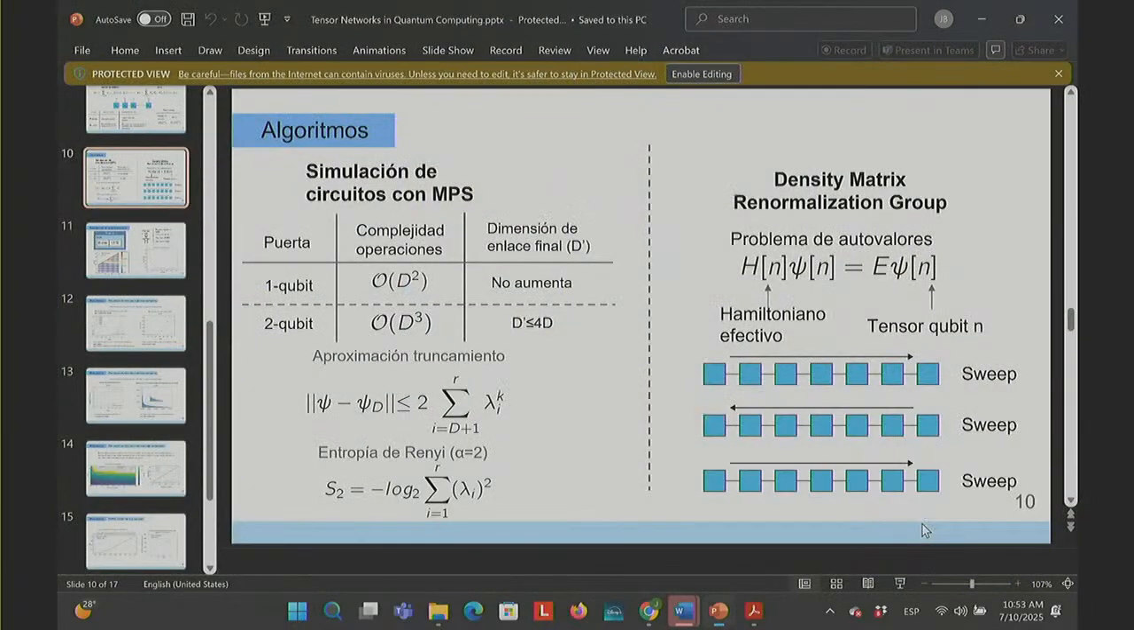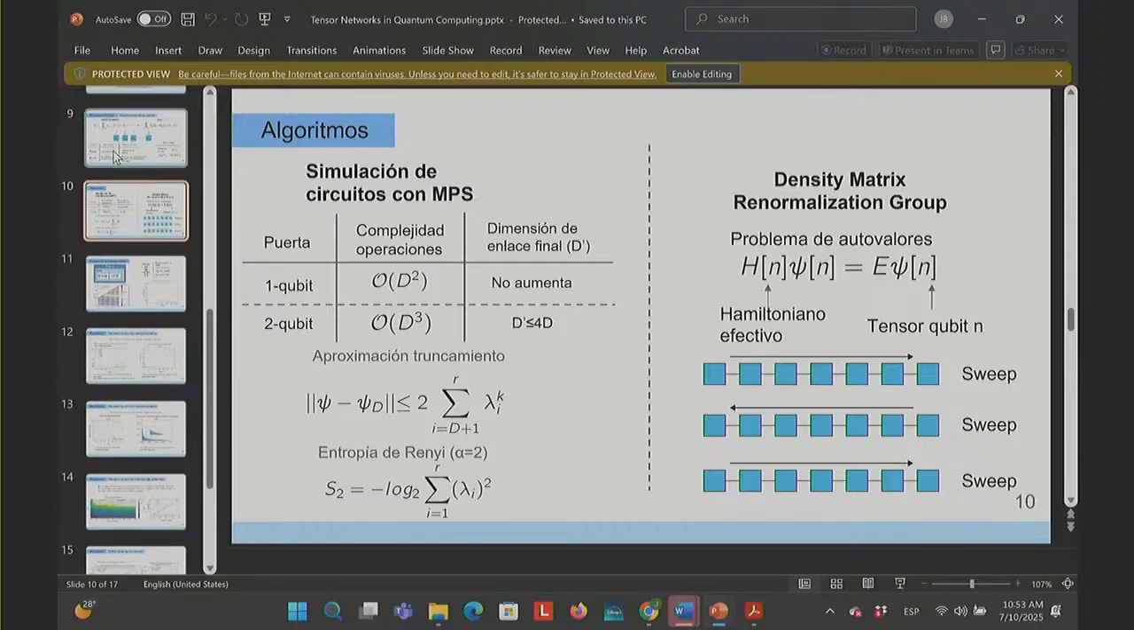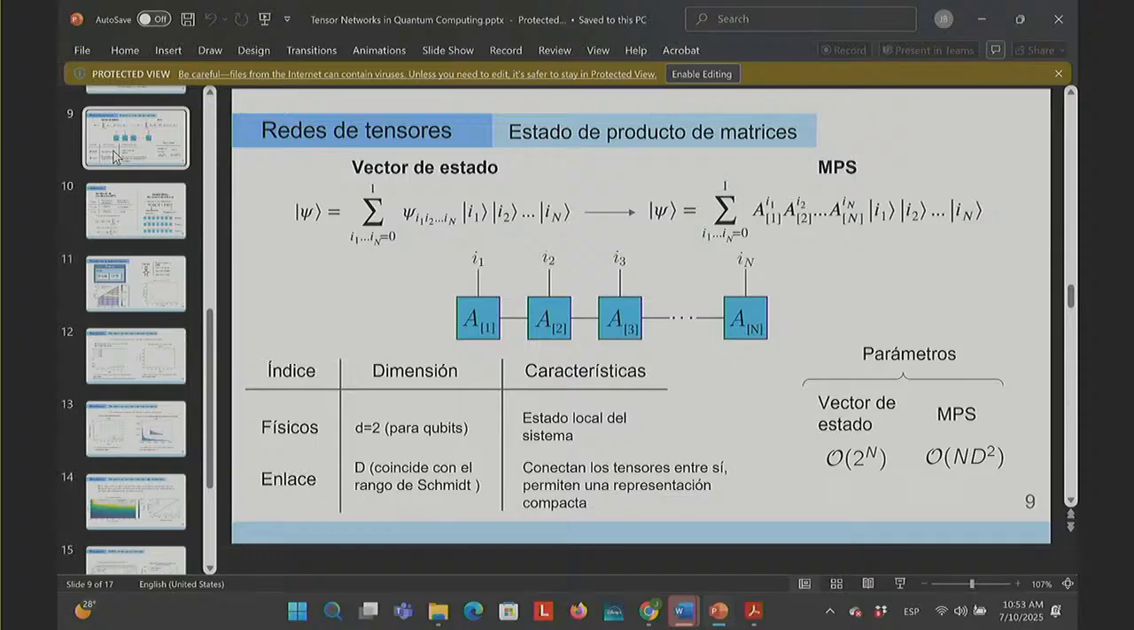And I have a student, Antonio Jesus, who is doing MPS simulations. He's using another common technique to simulate, to decompose things as tensors. And here, the cost goes with the entanglement of the state. The MPS is a representation that looks like this. You represent states as products of small tensors. And it's a numerical method that you can use to simulate circuits that are not very entangling.